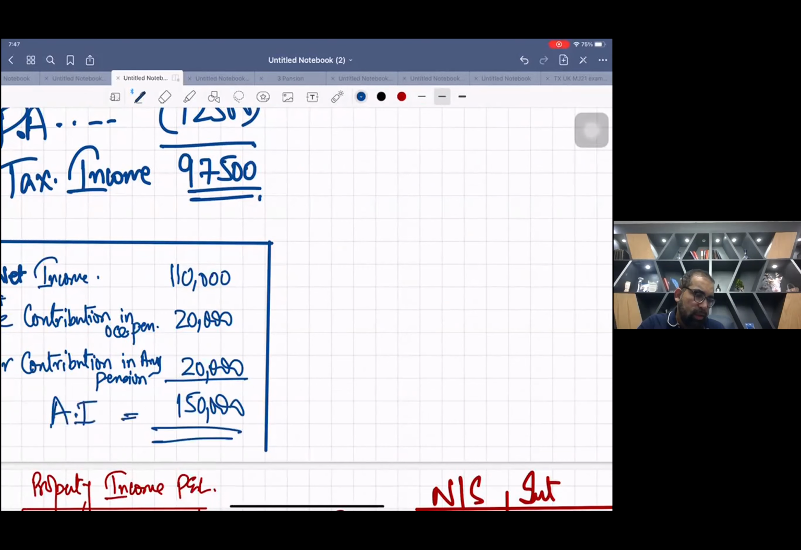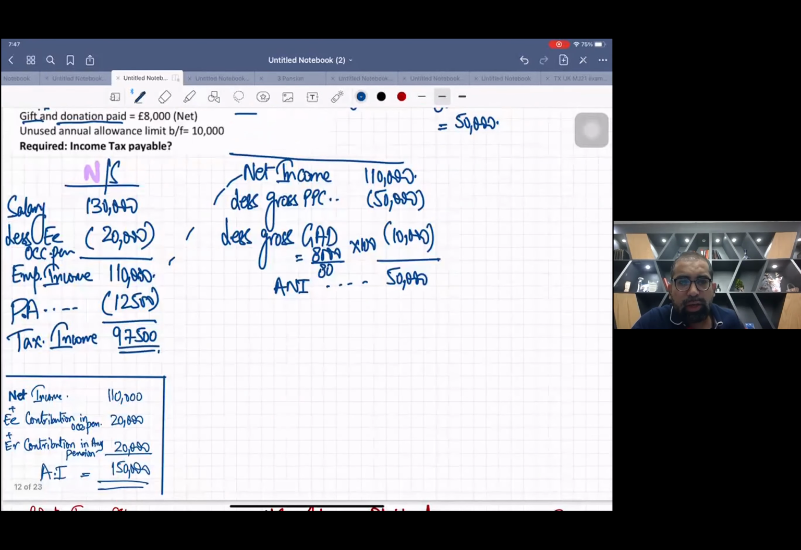Now guys, you tell me, whenever your AI is less than 240, and in this question it's only 150, so no need to taper, no need to reduce your annual allowance. So good news is that you enjoy your 40,000 2021 annual allowance. Complete 40,000 annual allowance is available to you, right?